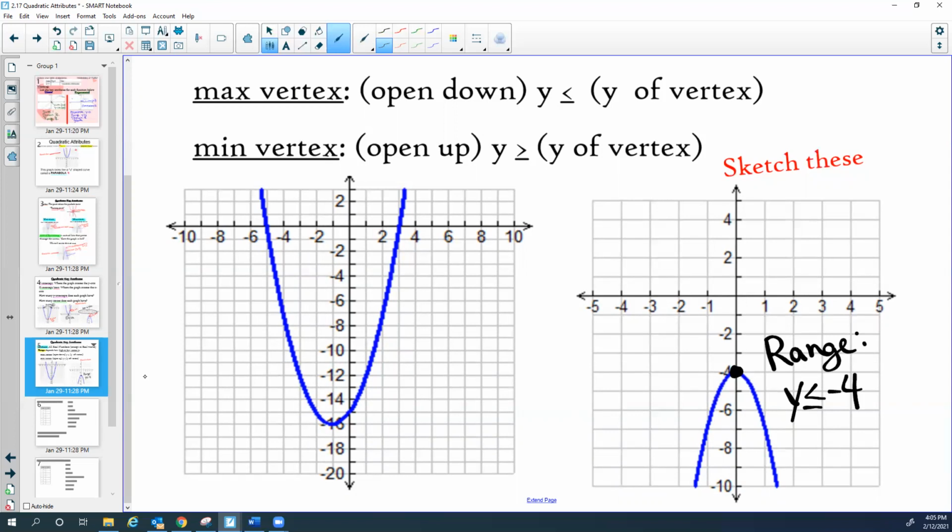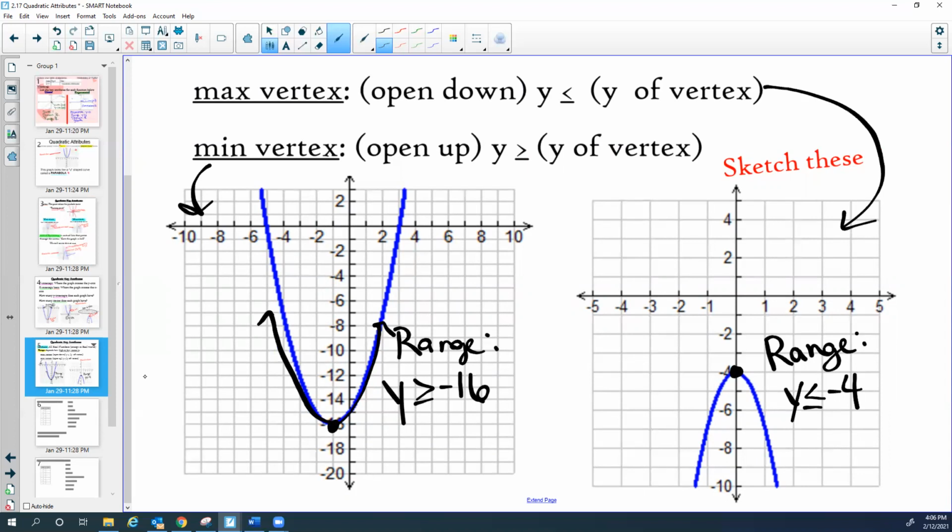On the other graph, though, it has a minimum vertex. So the range is going to be y is greater than or equal to -16. The reason why we're saying that is because at this vertex, this low point, everything else is going up. Everything else is getting bigger. But on the other hand, for the maximum, everything is getting smaller.